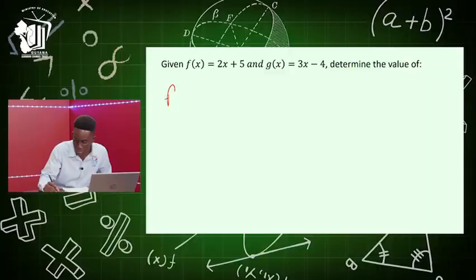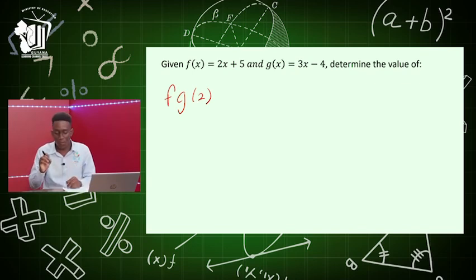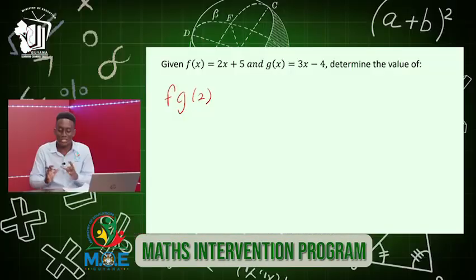So this question can go on further to ask us another thing. They can ask us to find fg of 2. So let's say we're given the same functions, f of x is equal to 2x plus 5 and g of x is equal to 3x minus 4. And we now want to find fg of 2. There are 2 ways, probably more, but there are 2 main ways that we can use, taking into consideration that we did not just do all the work in the previous 2 examples. So let's look at this question.